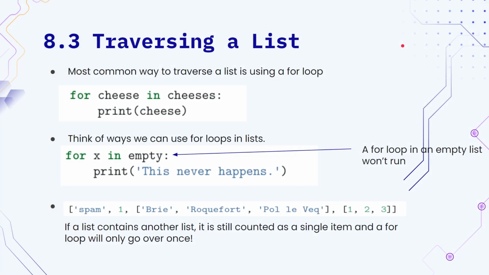Once you've created a list, the most common way to traverse a list is by using a for loop. And what a for loop will do is that it will iterate through each item in the list until it reaches the last one. And note that even if you have a list within a list, the inner list will only be treated as a single element. So now let's take a closer look by using the text editor.